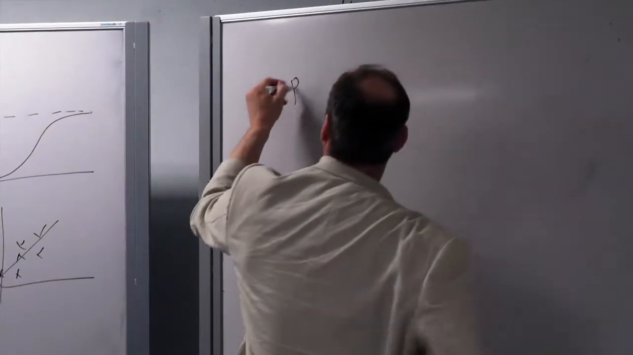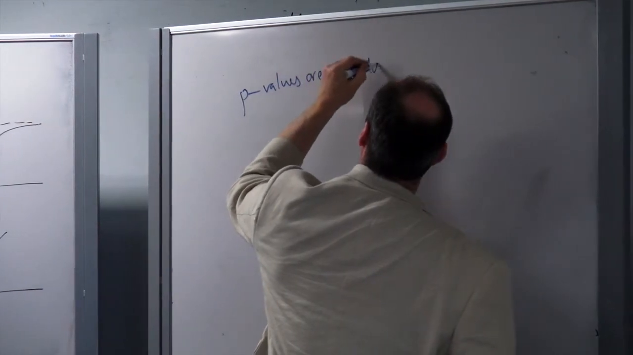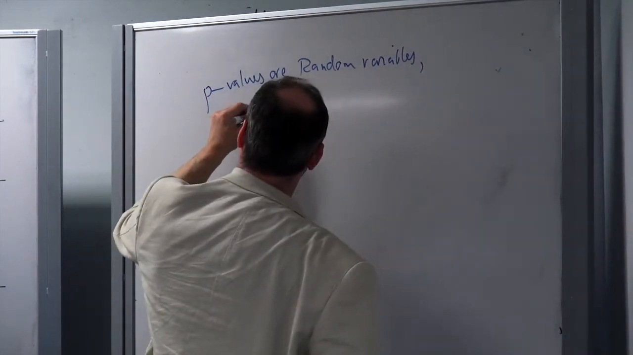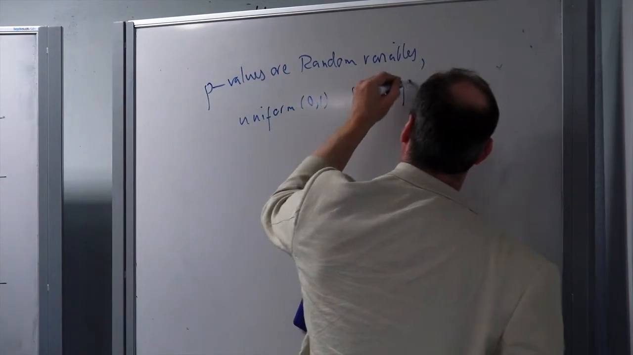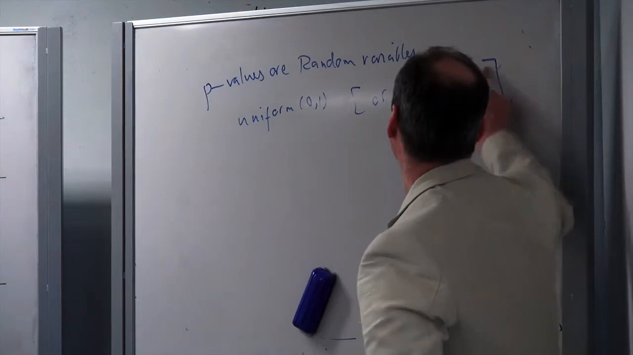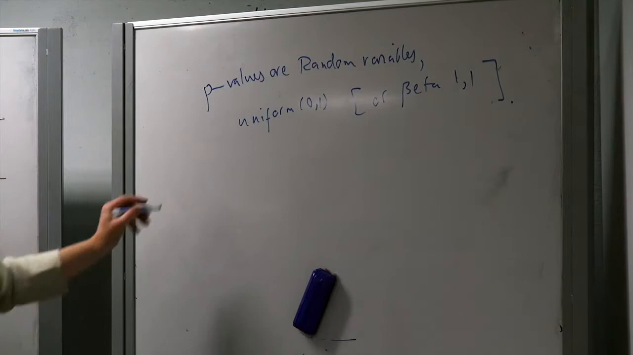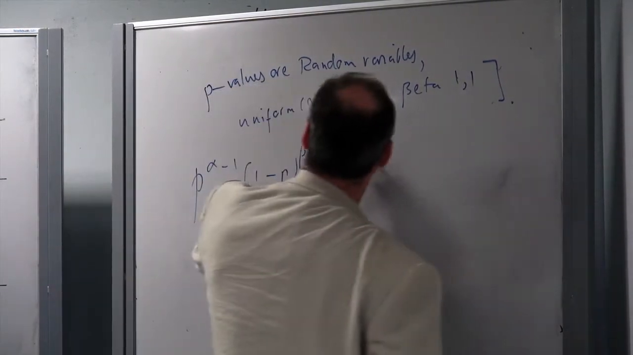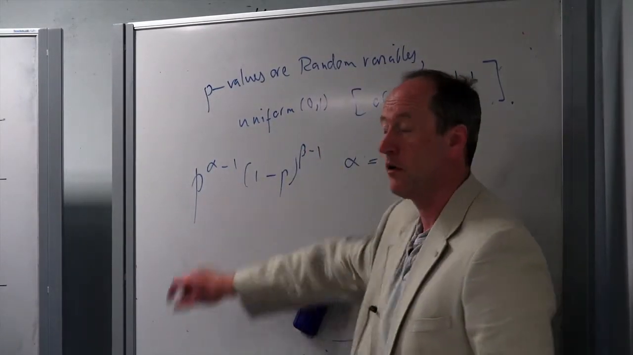So p-values are random, uniform, or beta. Oh no, sorry, not 0, 0, 1, 1. You remember the beta distribution? Yeah, so it's p to the alpha minus 1, 1 minus p to the beta minus 1. So if alpha equals beta equals 1, we've got a uniform distribution because you've got no relationship here. Okay.